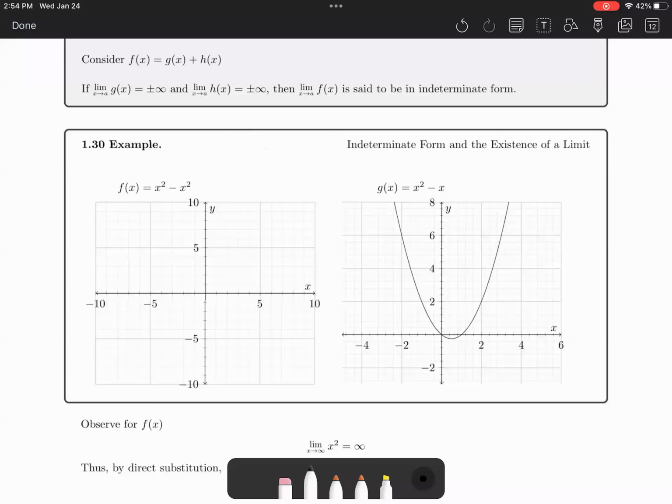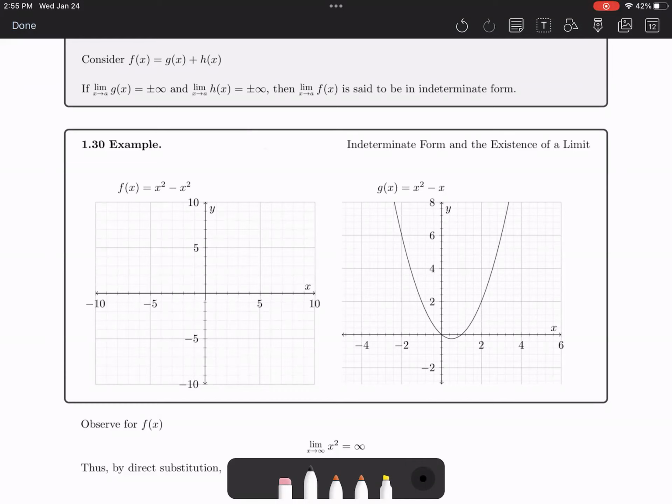Example 1.30. In a very similar manner to example 1.20, we aren't going to talk through the algebra or how to solve these limits when we have this indeterminate form. Here, I just want to give us an example of which the indeterminate form, infinity plus or minus infinity, yields either a limit could exist or a limit could not exist. So it's inconclusive if we get this indeterminate form.